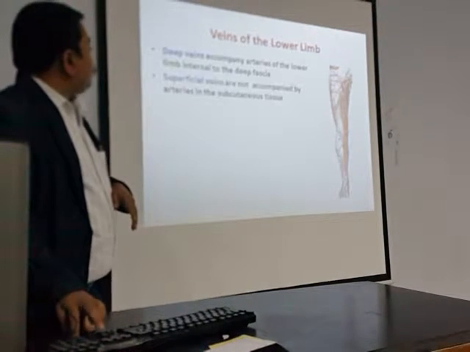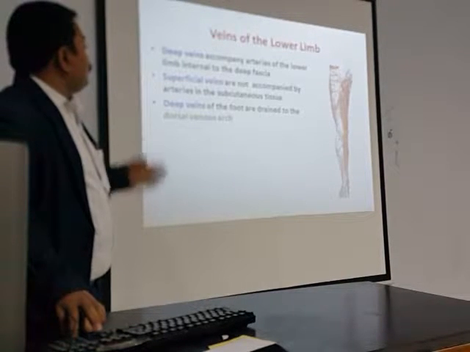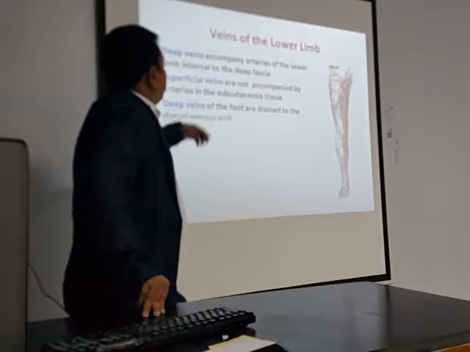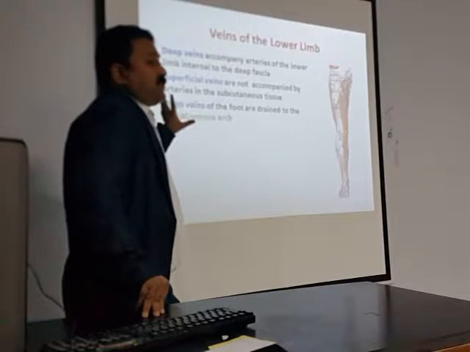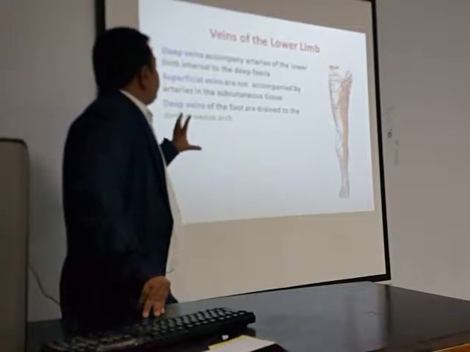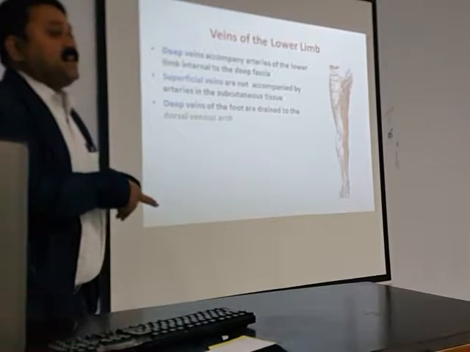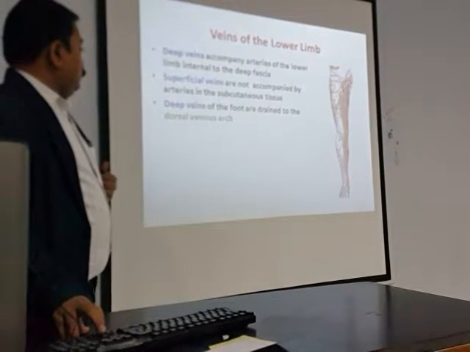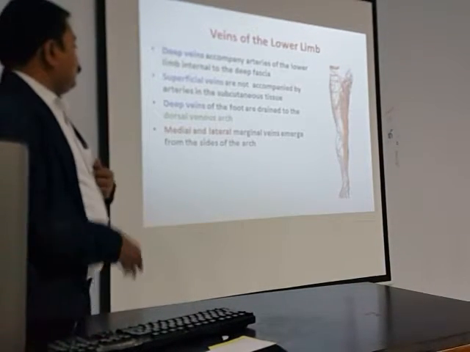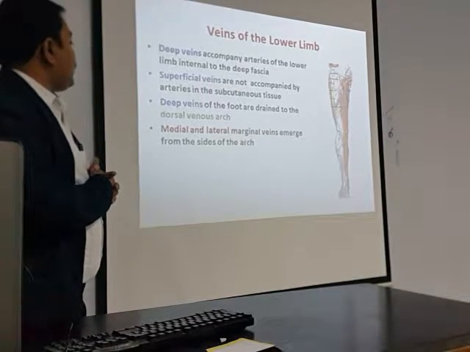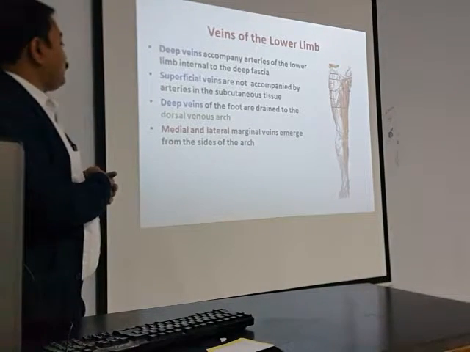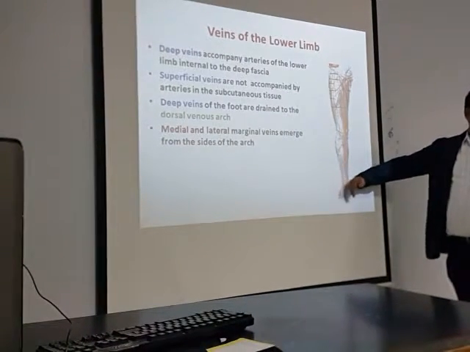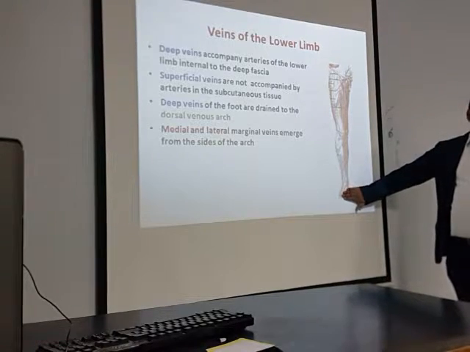So the deep veins and the superficial veins: the superficial veins are not accompanied by the arteries and are present in the subcutaneous tissue, whereas the deep veins accompany the arteries, isn't it? The medial and the lateral marginal veins emerge from the sides of the arch here. In the foot, it forms the dorsal venous arch, isn't it?